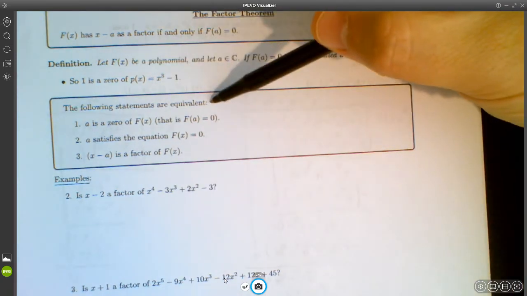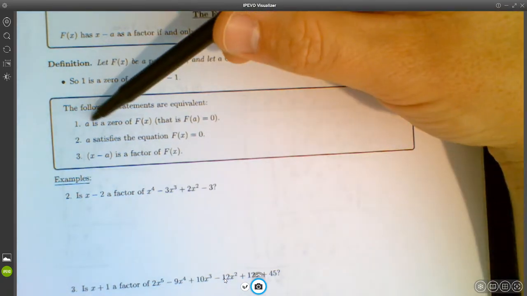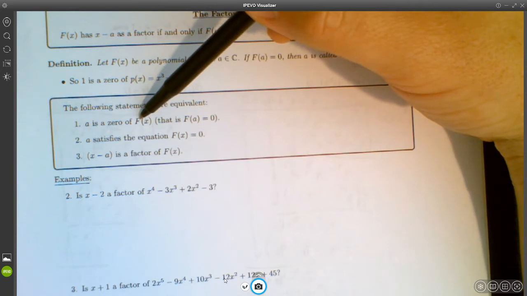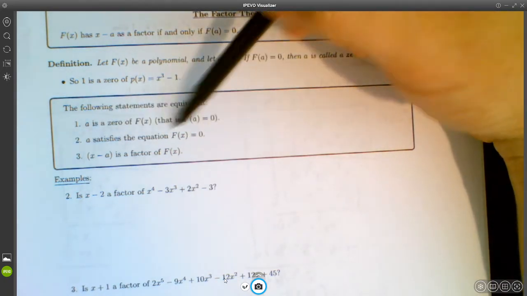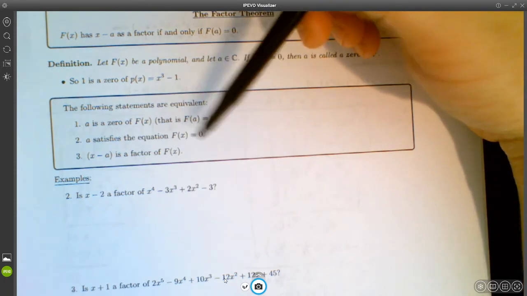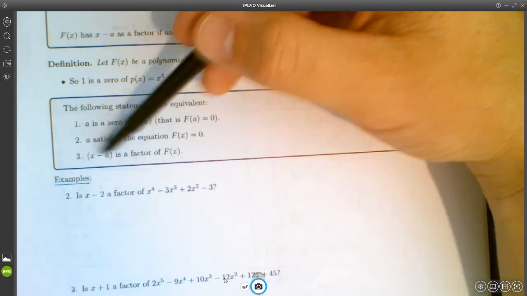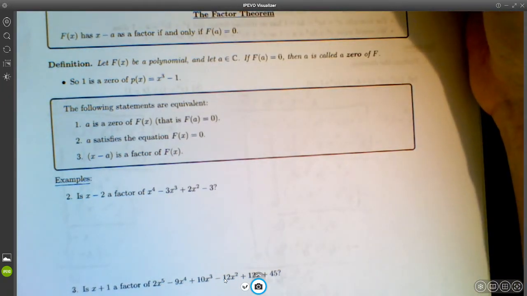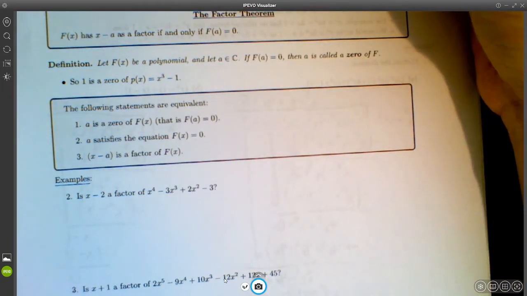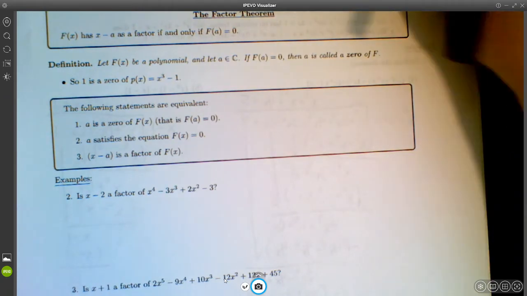What I'm trying to say is this. The following statements are equivalent. Saying that a is a 0 of f of x is the same thing as saying that a is a solution to the equation f of x equals 0. And that is the same thing as saying that x minus a is a factor of f of x. They all mean the same thing. So let me show you how the factor theorem can be applied.